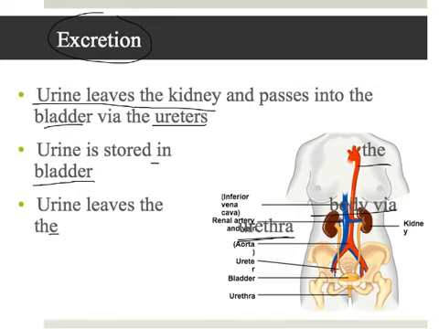Basically, here's the kidneys. The tubes going to the bladder are called the ureters. Then we have the bladder, and then the urethra is the tube that exits the body. So there you go. That's video 2 of the excretory system.